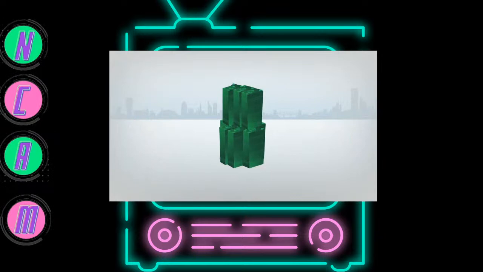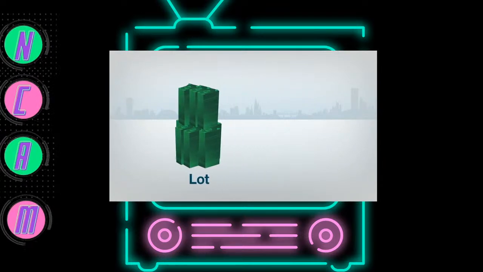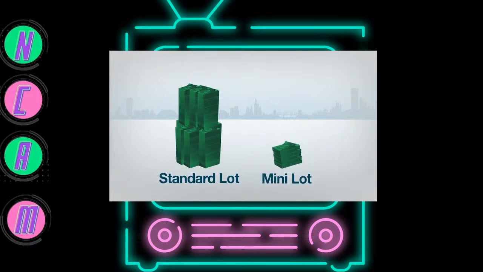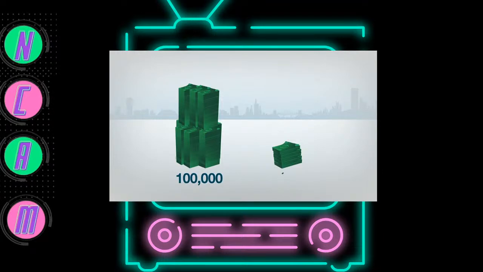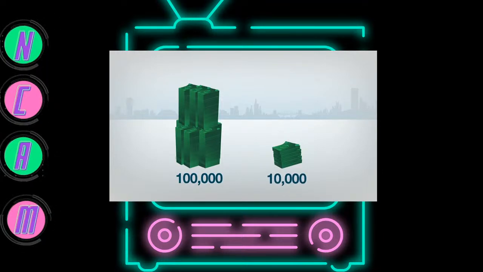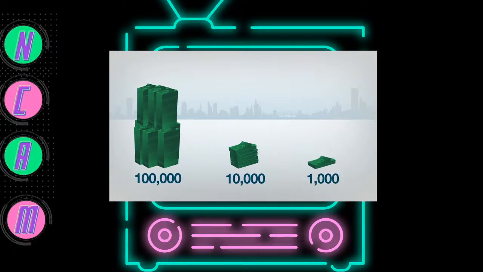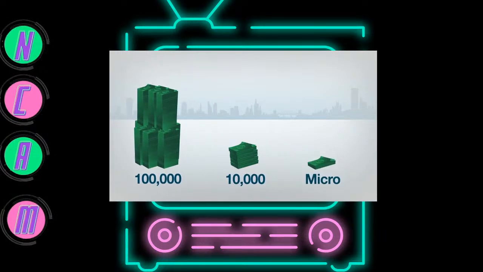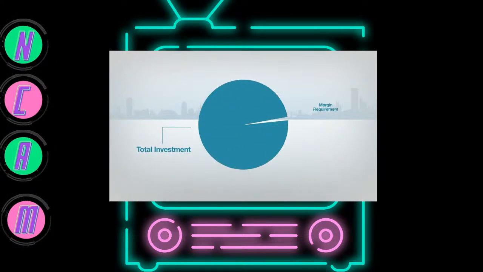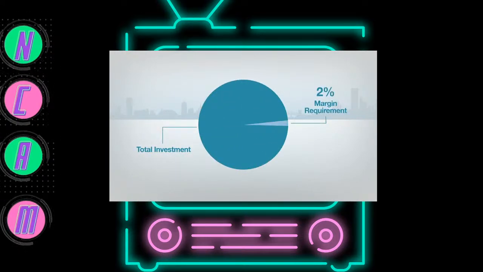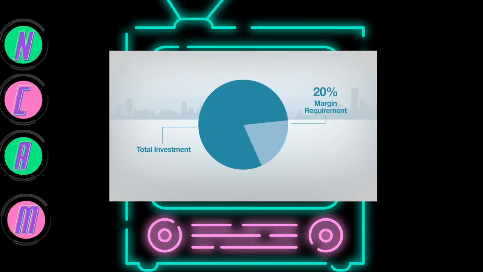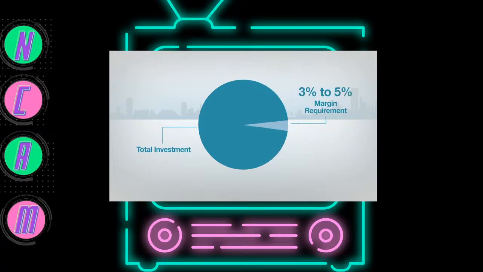Currency pairs typically trade in specific quantities known as lots. The most common lot sizes are standard and mini. Standard lots represent 100,000 units, and mini lots represent 10,000 units. Depending on your brokerage firm, you may also be able to trade Forex in 1,000-unit increments, also known as micro lots. Margin requirements can be as small as 2% of a trade or as large as 20%, but the margin requirement for most currency pairs averages around 3 to 5%.